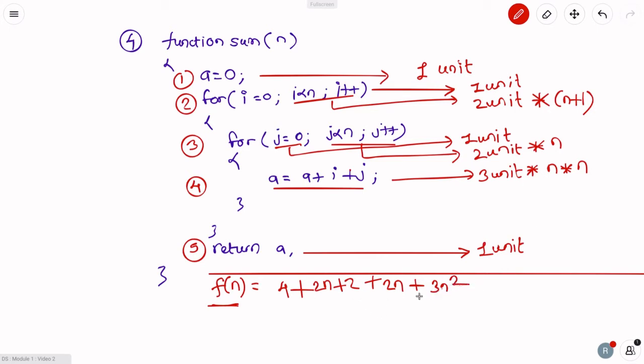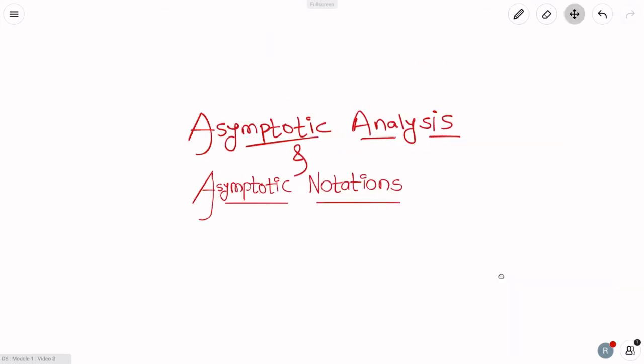Let's shorten this expression. So we have 3n square plus 2n plus 2n, that is 4n, plus 4. So this is the final running time for this program. I hope you all have got the same answer. So let's continue with the topic that we are going to discuss in this video. Let's continue with the asymptotic analysis and asymptotic notation.